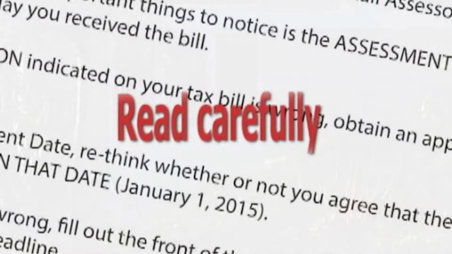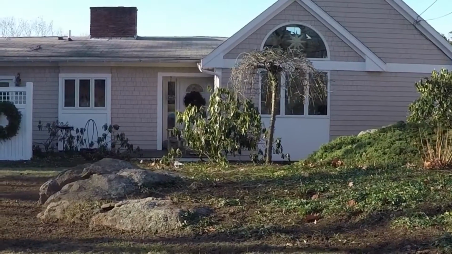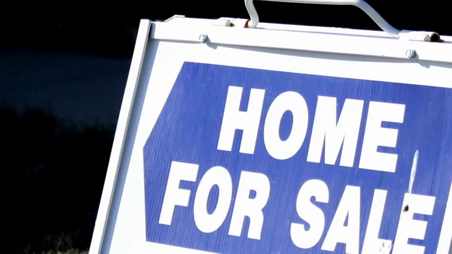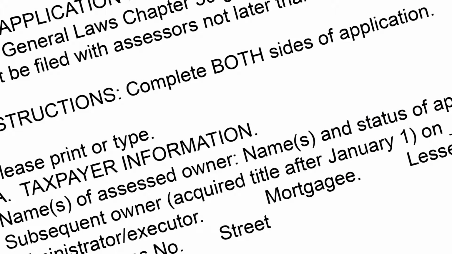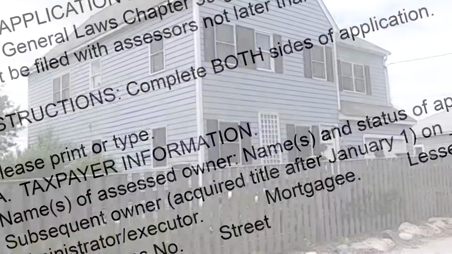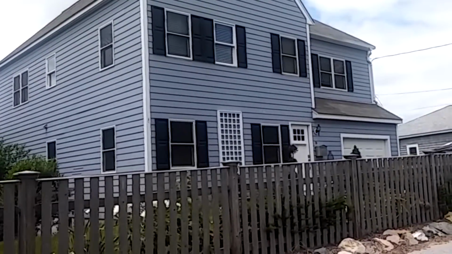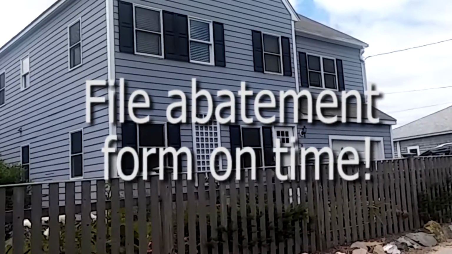Now, considering the assessment date, rethink whether or not you agree that the valuation is a reasonable indication of what your property might have sold for on the assessment date, January 1 of the previous year. If you still think the valuation is wrong, fill out the front of the application and file it. Your application must be delivered to the assessor's office or postmarked before the deadline. The Board of Assessors is prevented by law from granting abatements unless you file on time.